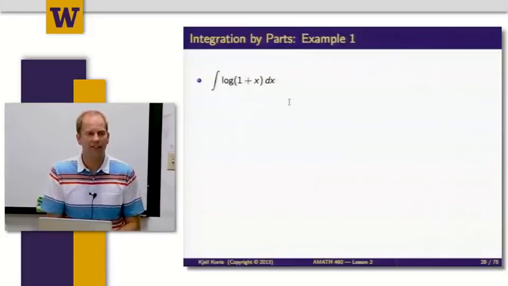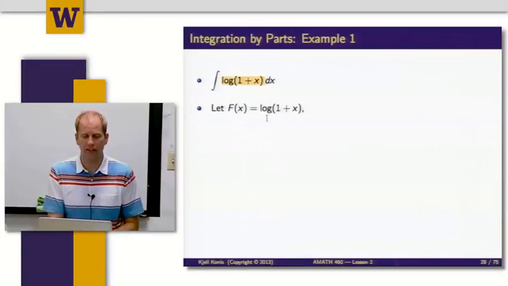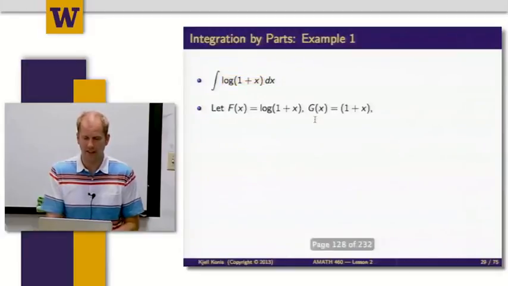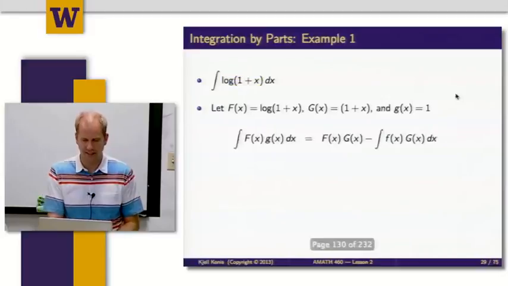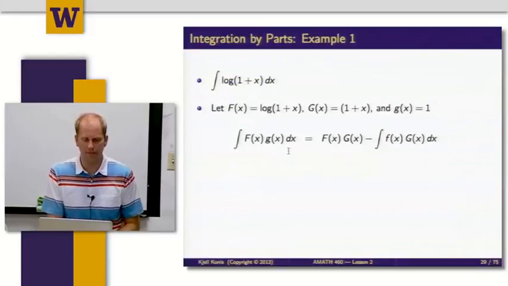Here, this doesn't even look like something that I'm going to be able to write down as a product. But you always have a 1. So if I let my capital F of x just be this function here, log of 1 plus x, and I let my g of x be 1 plus x, then my little g of x, that's just going to be the derivative of this, so it's just going to be a constant. It's going to be 1. So I can write this function here as capital F of x times little g of x. So this was my integration by parts formula.